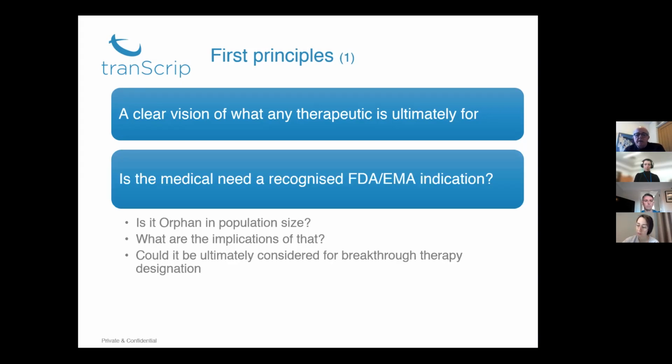Is this medical need either the ultimate target or the one that you're looking at initially? Is it a recognized indication in the FDA?